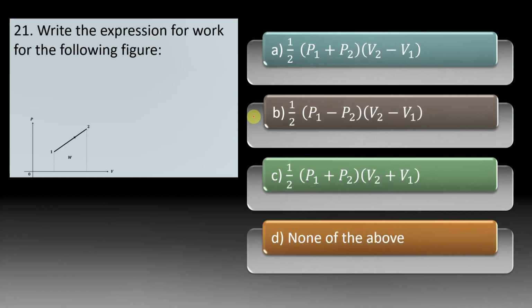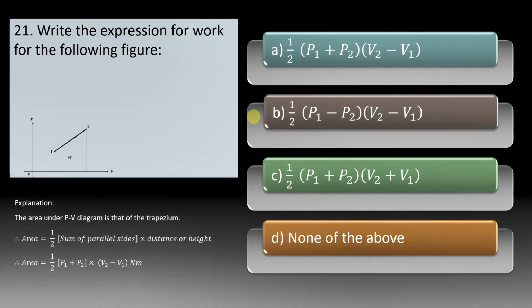Now we have to write down the expression of work for the following figure. Just now we have seen that the area under the PV diagram represents the work, and therefore in this particular case the area under the PV diagram is 1, 2. If you take the projection from 2, and this is the projection from 1, this is the area which will represent the work done, and this is nothing but the area of the trapezium. So it is 1/2 sum of the parallel sides.